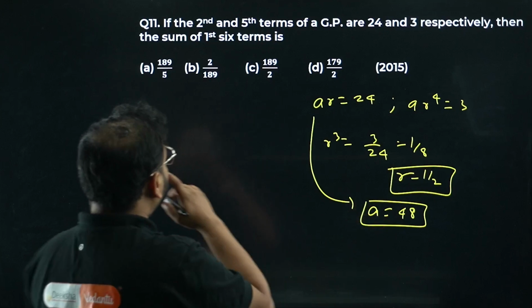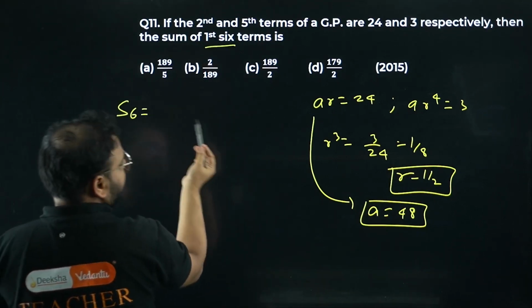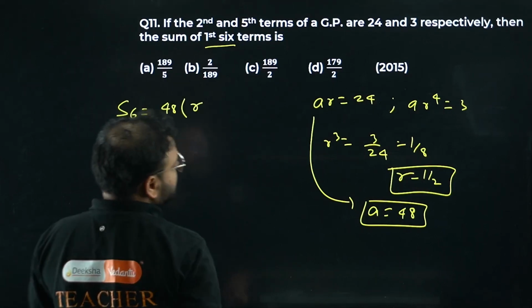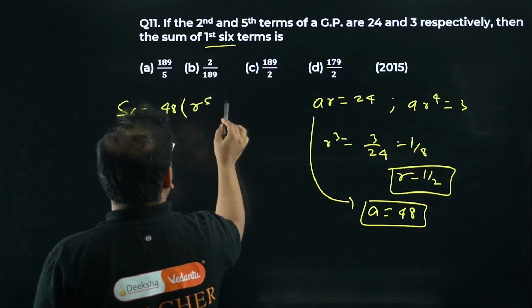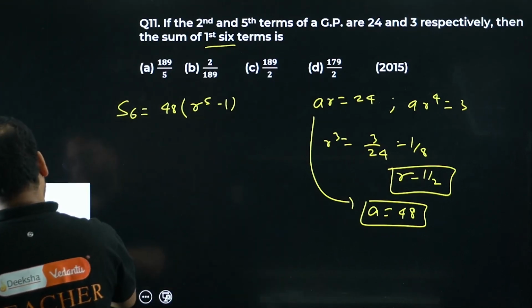Now, what are you looking for? Sum of the first 6 terms. So I'm looking for S6. I'll have A into, so 48 into, please check, we have R power n minus 1. Okay. So basically R power 6 minus 1 upon, we have R less than 1, no? So 1 minus actually we have to do.